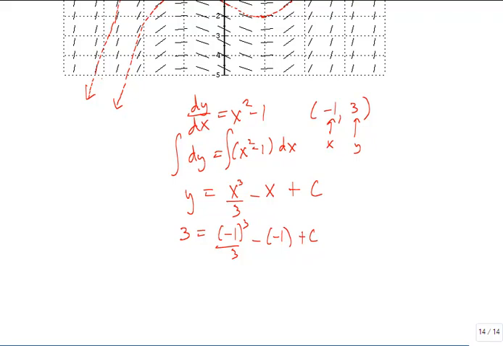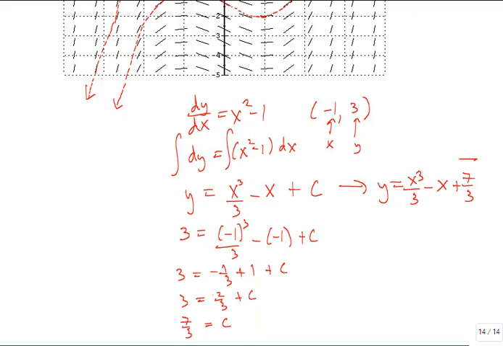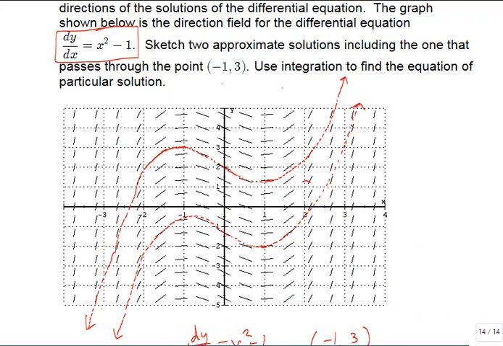So -1 cubed stays negative. A minus minus becomes plus. 1 minus 1/3 is 2/3. And 3 minus 2/3, that would be 9/3 minus 2/3 is 7/3. So rewriting this equation with that c plugged in, this would be x cubed over 3 minus x plus 7/3. So that should be the equation of this graph right here. Okay? So that's our equation.